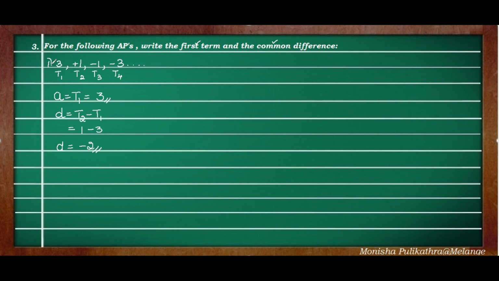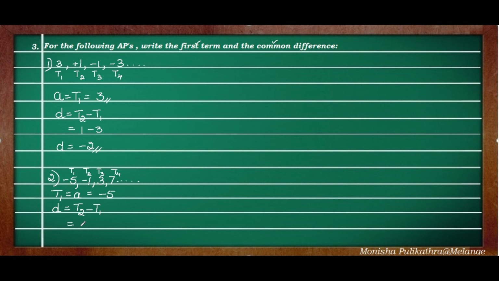Okay, so moving on to the second question. The second sequence is minus 5, minus 1, 3, 7, etc. Here the first term is equal to A, so it is always equal to minus 5. Here first you need to write the terms T1, T2, T3 and T4. Here the first term A is equal to minus 5. Next the common difference, which is given by T2 minus T1.